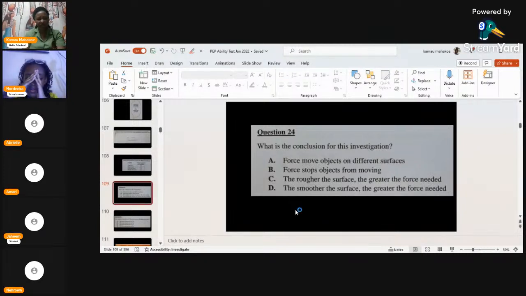Okay, please read it again and a little louder. What is the conclusion for this investigation? A. Force moves objects on different surfaces. B. Force stops objects from moving. C. The rougher the surface, the greater the force needed. D. The smoother the surface, the greater the force needed.